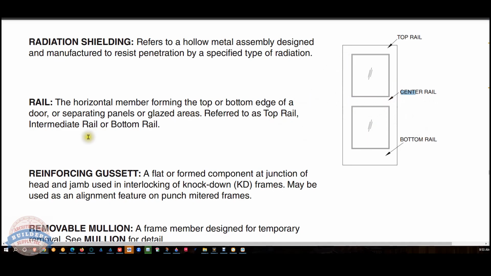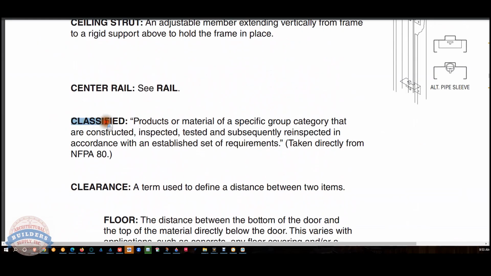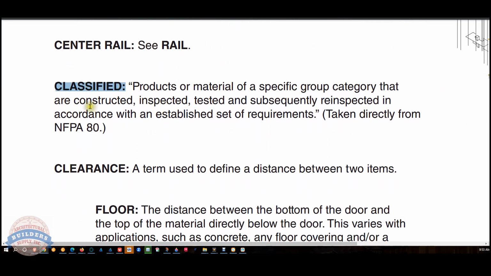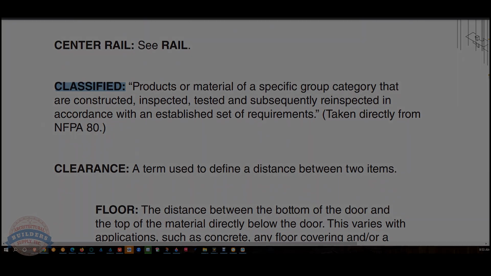So there you go. Let's move on to the next definition, and I think that's going to be classified. That'll be a point of discovery for both of us. Let's move on to classified.